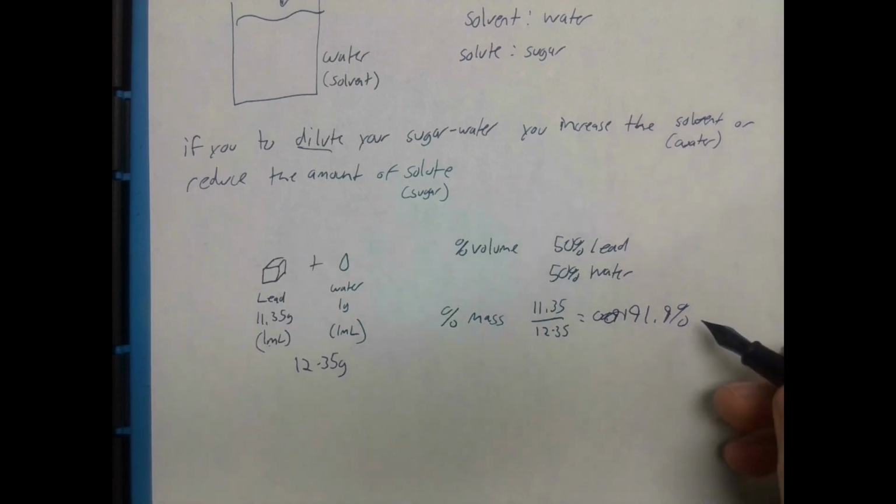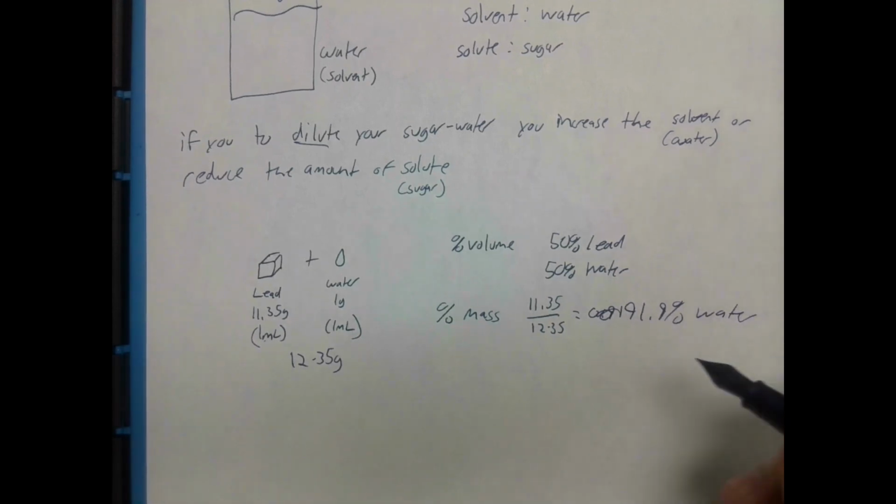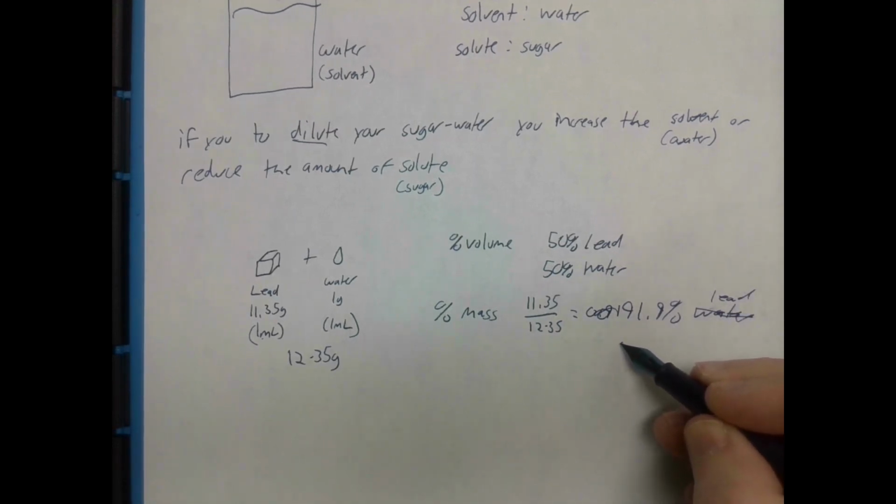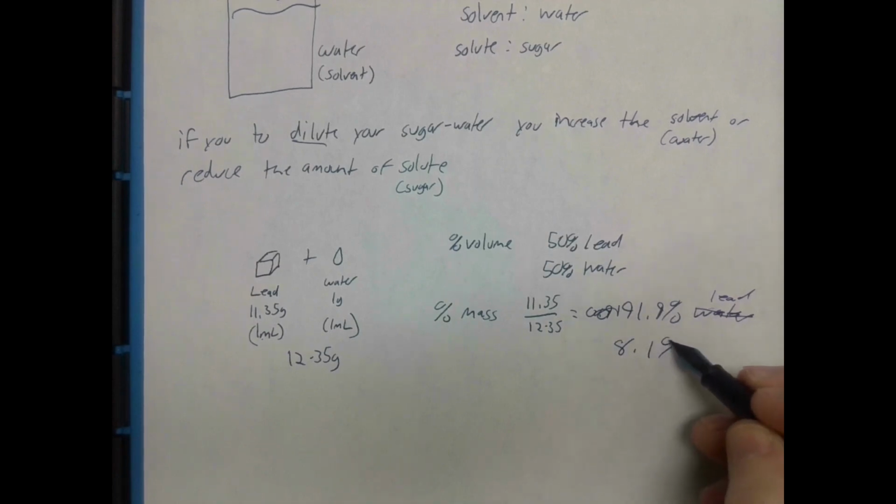That's irrelevant. So if you do it by mass, you would have almost 92% lead and 8.1% water.